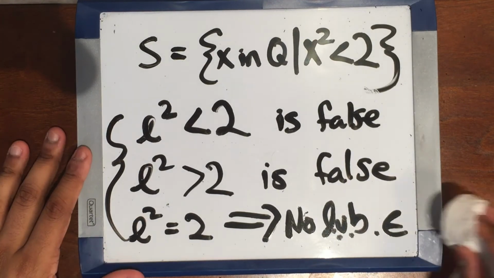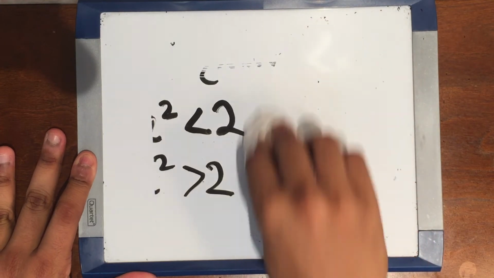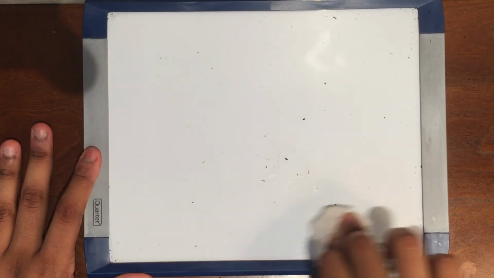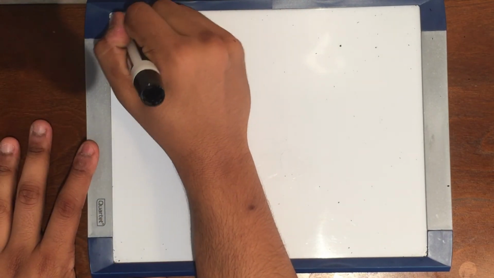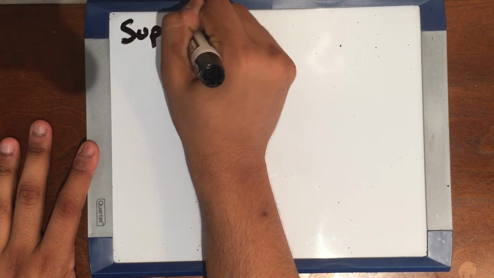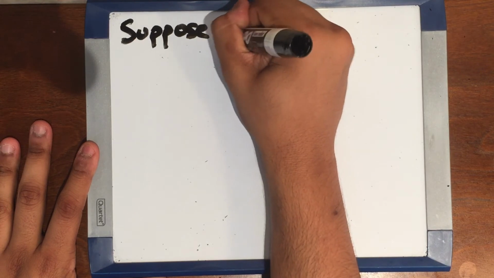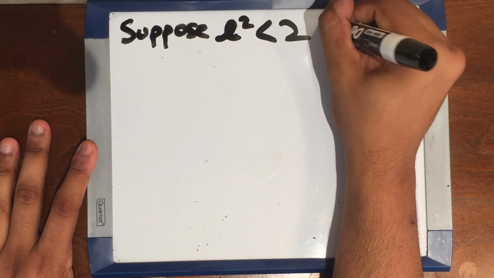Okay, so let's do that and show that for our set, we have no least upper bound. And remember, we're looking for a least upper bound that is somewhere between 1 and 2, which doesn't exist. So suppose L squared less than 2 is true.